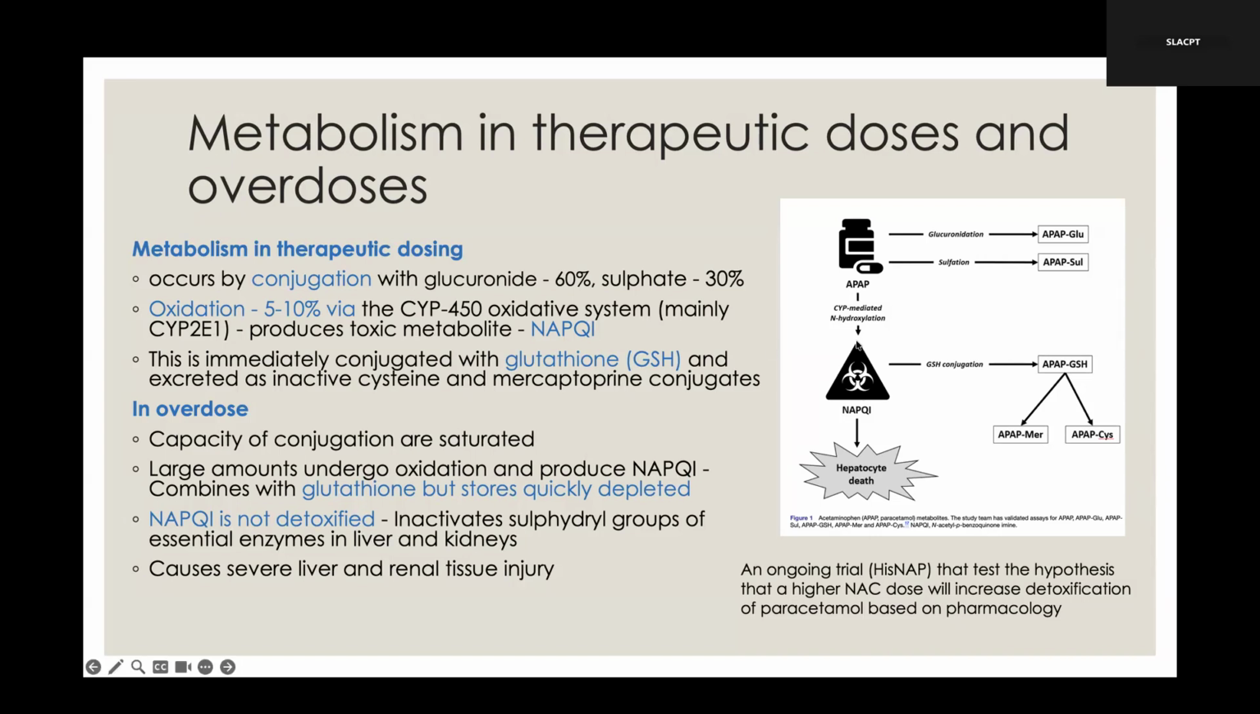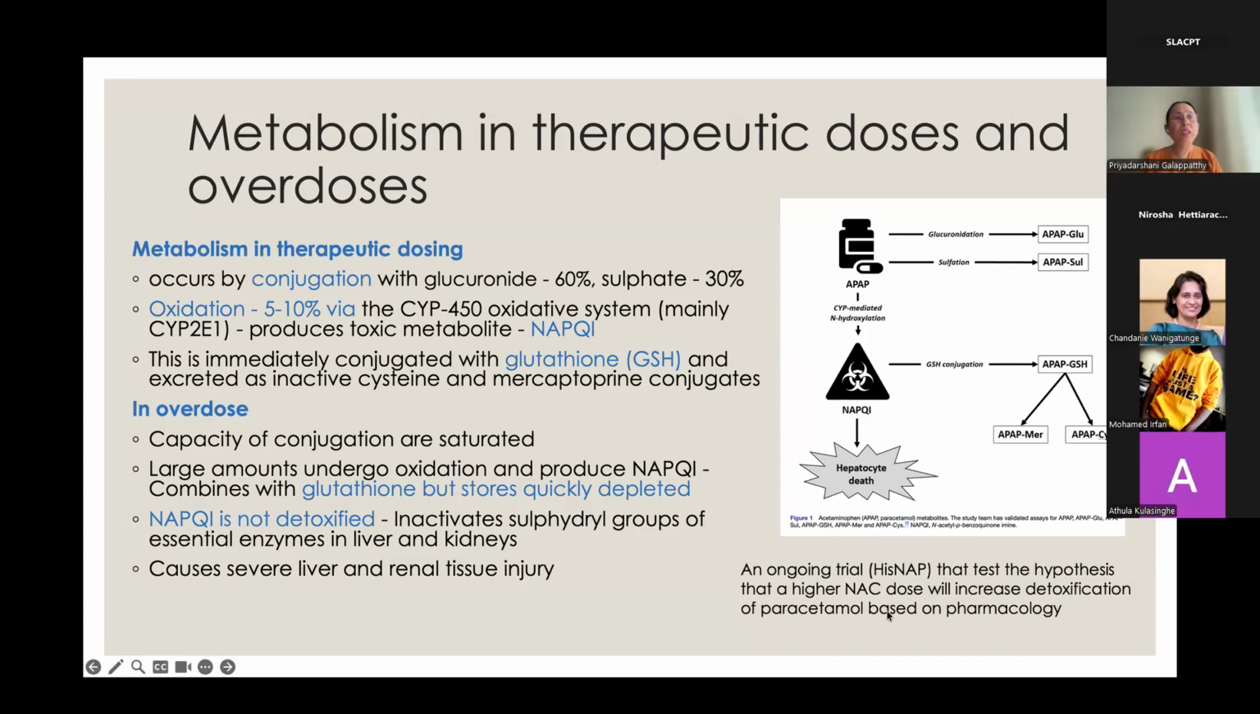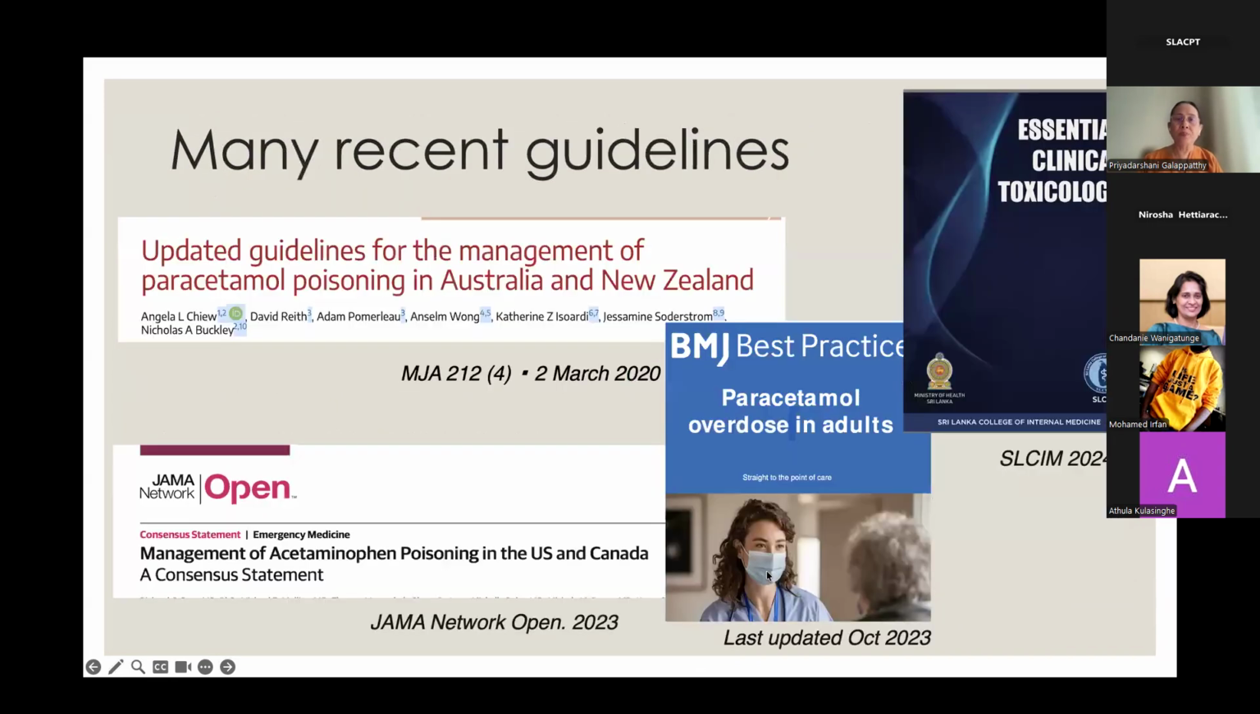So this pharmacological mechanism is actually currently used in an ongoing trial which is testing a higher dose of NAC with the hypothesis that it will increase detoxification of paracetamol based on this pharmacology.